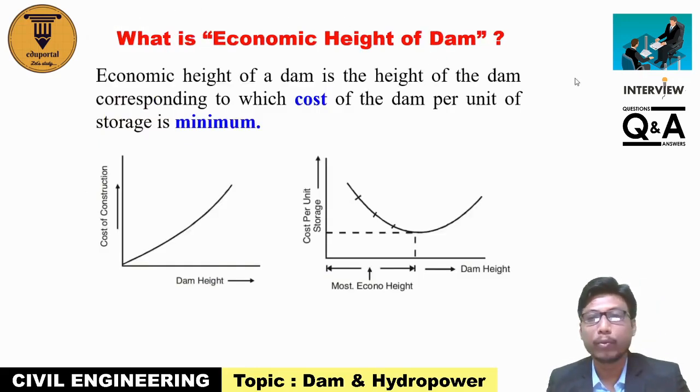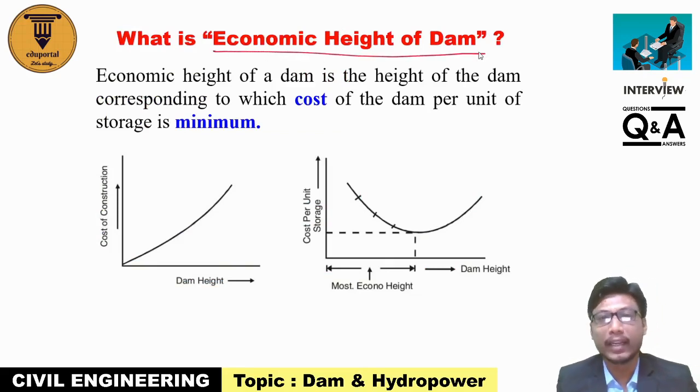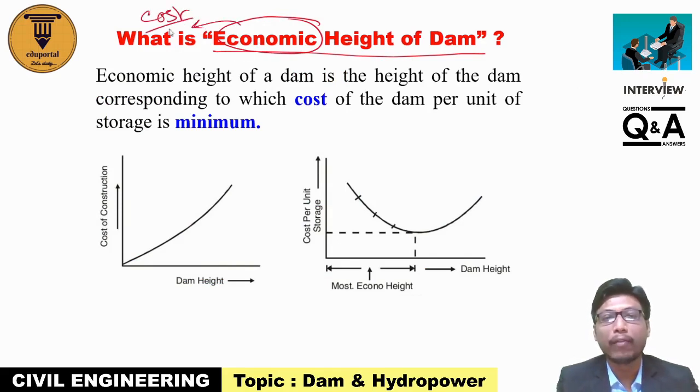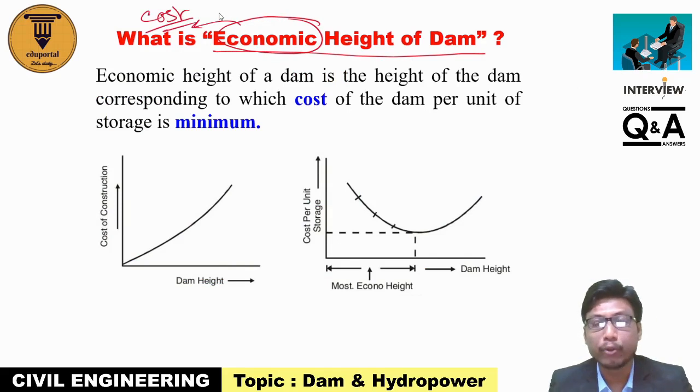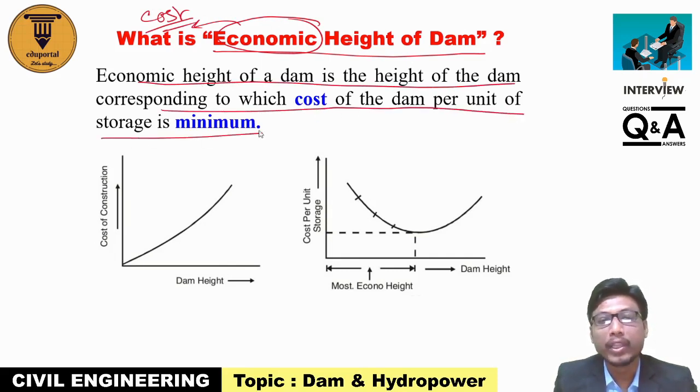Now let's check another important question: what is the economic height of the dam? From the name economic, you can understand it is related to the cost. For economic design, as you know, the cost should be minimum. So the economic height of a dam is that height of the dam corresponding to which the cost of dam per unit storage is minimum. Exactly this you should say: cost of dam per unit storage should be minimum.